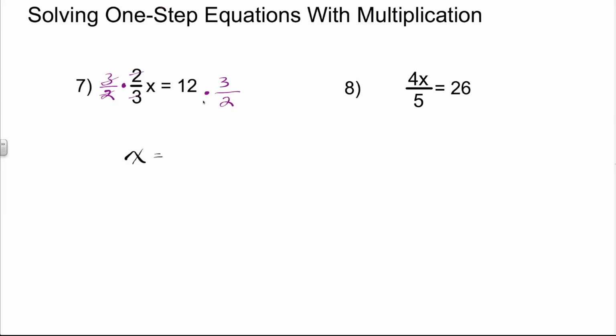On the right-hand side, we have 12 times 3/2. Now, we can go 12 times 3 to get 36, then divide that by 2 to get 18. Or we could cross-cancel, imagining that we have 12 over 1 here. 2 divided by 2 gives us 1, and 12 divided by 2 gives us 6. By cross-canceling, we reduce beforehand. 6 times 3 is 18. 1 times 1 is 1, so 18 over 1 gives us 18.